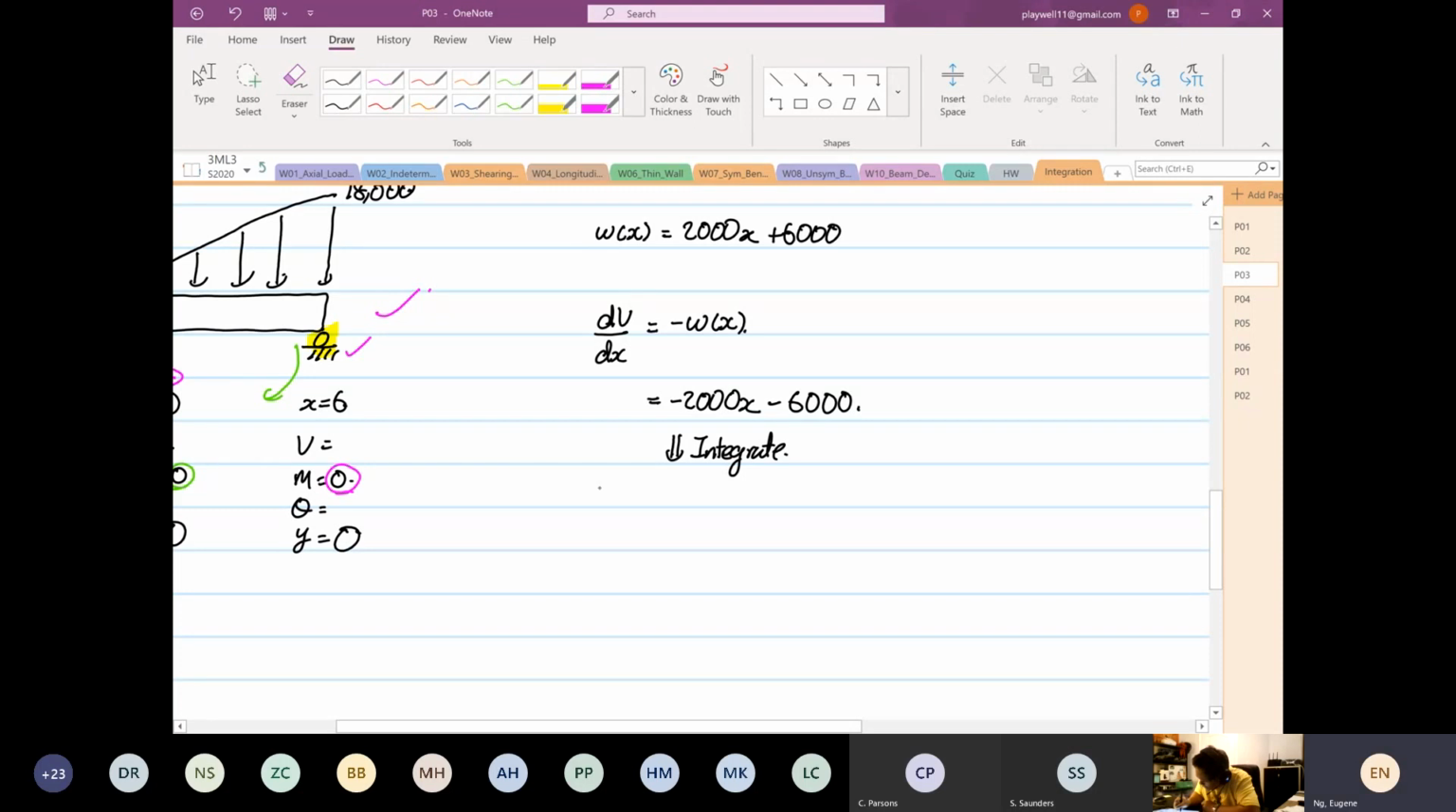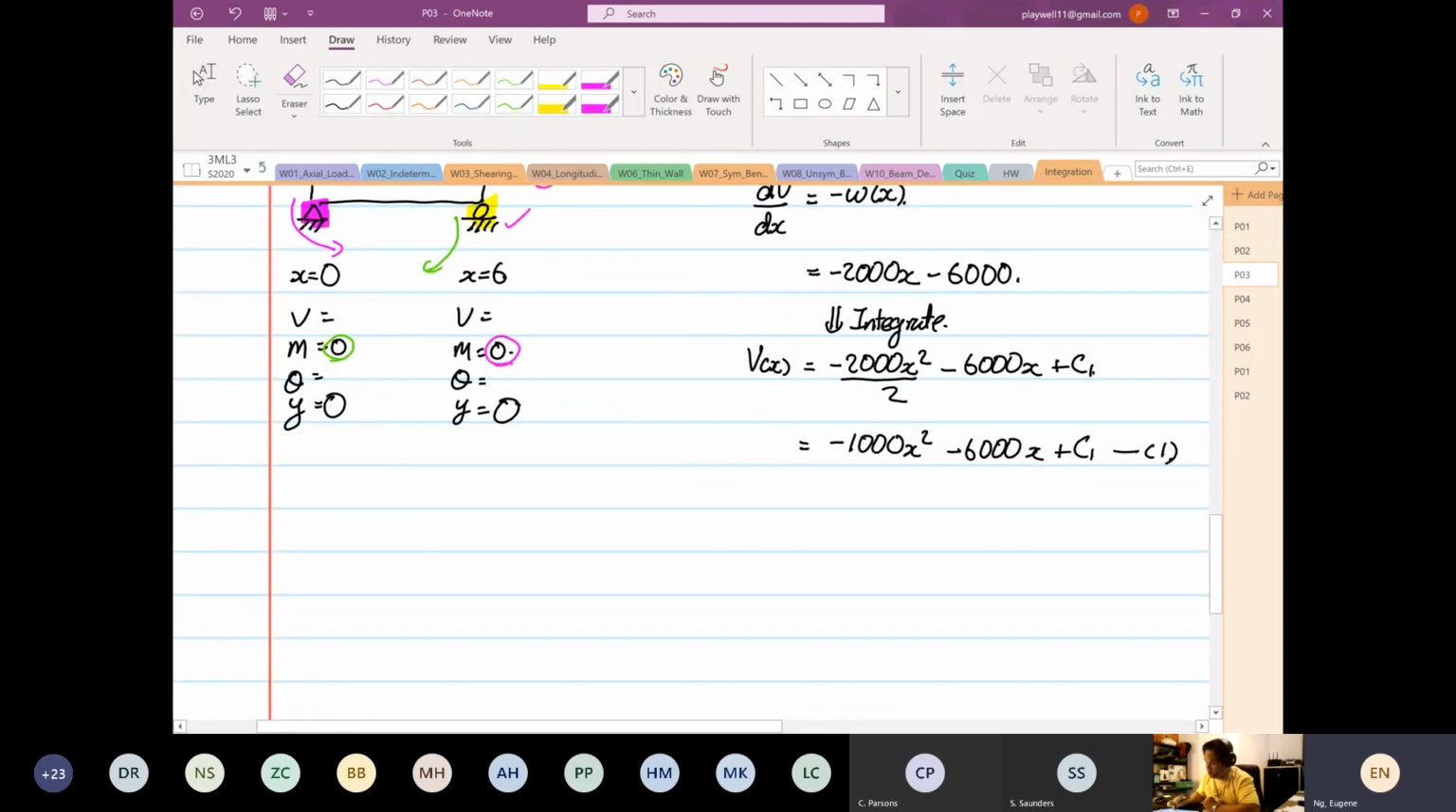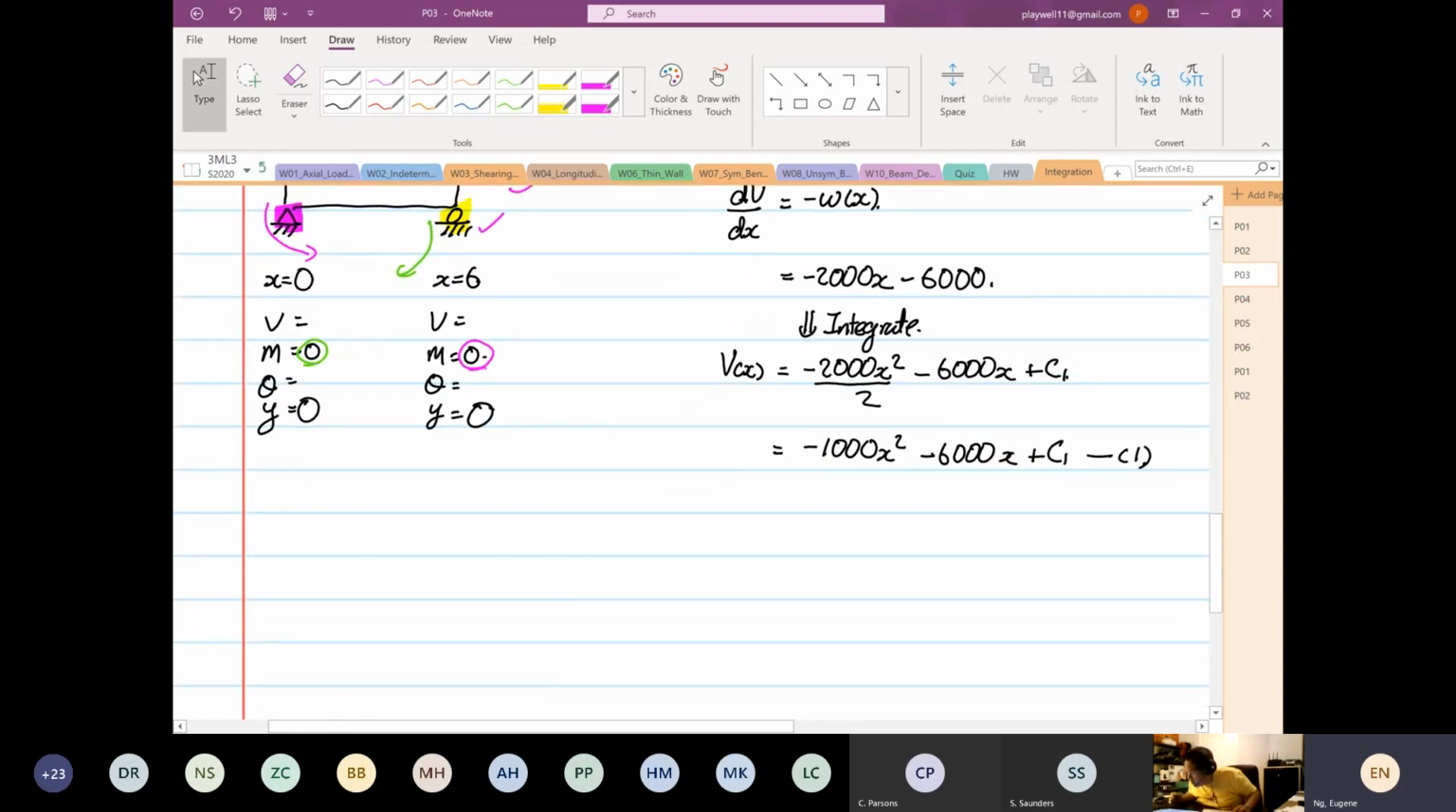So V as a function of x is equal to minus 2000 x squared over 2 minus 6000 x plus C1. So you have minus 1000 x squared minus 6000 x plus C1. So this is my equation number 1, for example. Did I do everything correctly? Yes, I did. So by looking at this now, can you find C1?